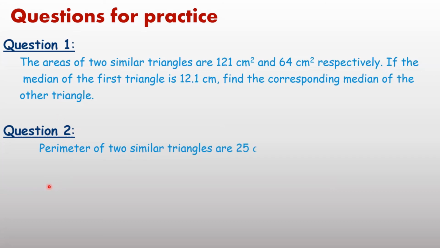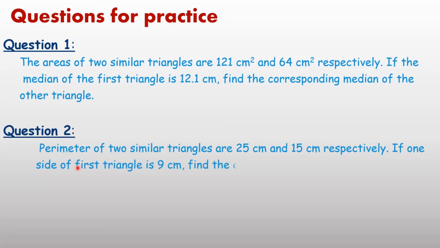Question number 2. Perimeters of two similar triangles are given as 25 and 15. If one side of the first triangle is 9 cm, find the corresponding side of the other triangle. It is based on the fourth result which we have covered in the video. The ratio of sides of two similar triangles is the same as the ratio of perimeters of both triangles.